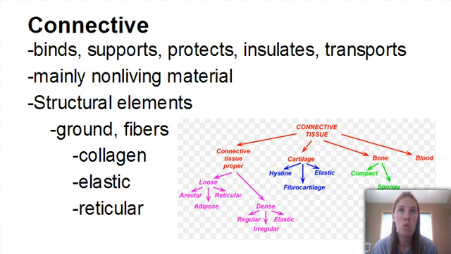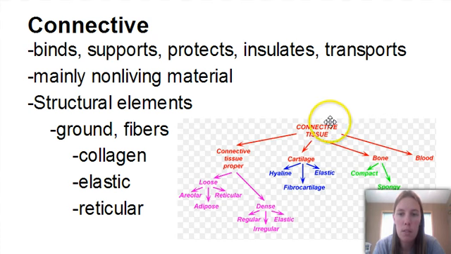You have ground tissue, which basically fills the space between the cells and contains the fibers. There's a lot of water that makes up this area, and also proteins that allow for binding to take place. Then you have the fibers. There are three main types of fibers. We have collagen fibers that allow for strength. They're really strong and allow the tissue to be more dense. The elastic fibers allow the tissue to stretch and then recoil. And then reticular fibers, which are fine fibers that form a network.